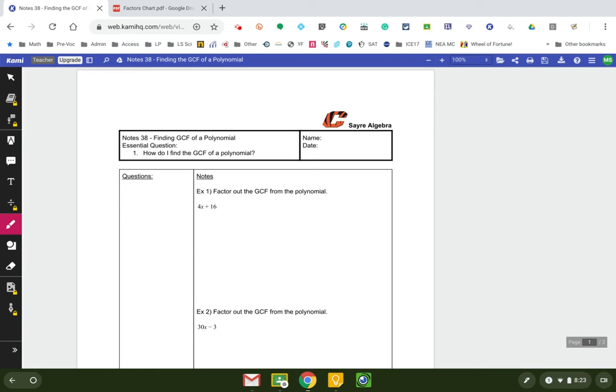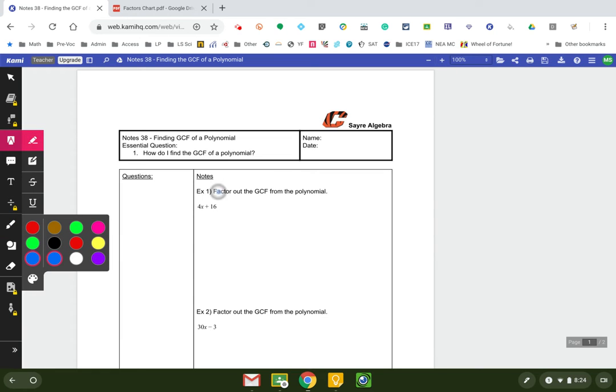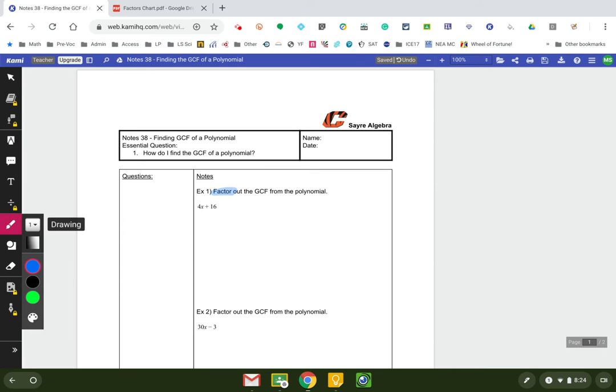So we're going to go ahead and go over factoring polynomials and finding the GCF of that. So the keywords when we look at these directions is you see the word factor. All right, so what we're going to do in this problem down here is we're going to find the biggest thing. Remember, it's the biggest number that all terms can be divided by.